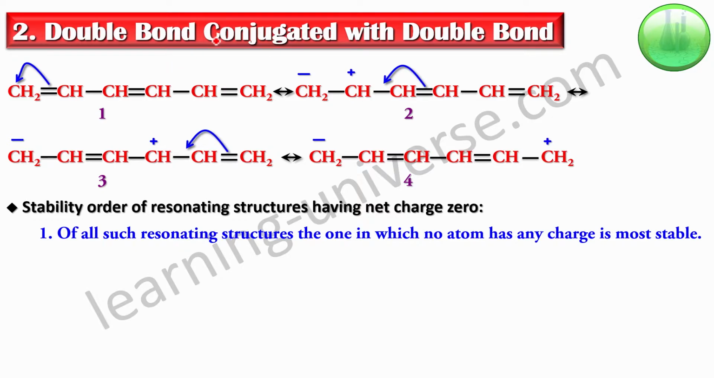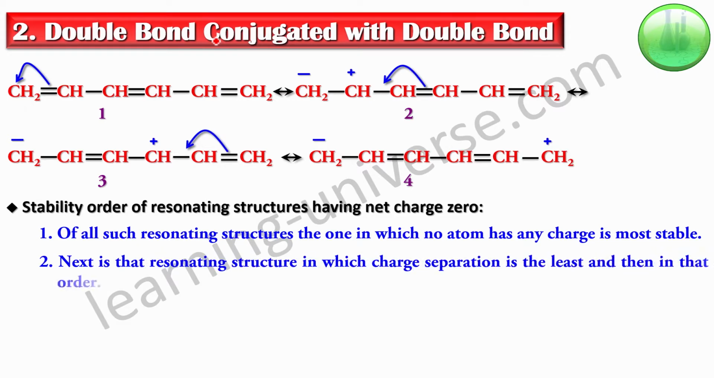Then the next is that resonating structure in which charge separation is the least, and then in that order. Remember, positive and negative attract. So they like to be as close as possible. In fact, preference would be positive and negative coincide and become neutral. So if you try to pull them apart, it's going to be very difficult.